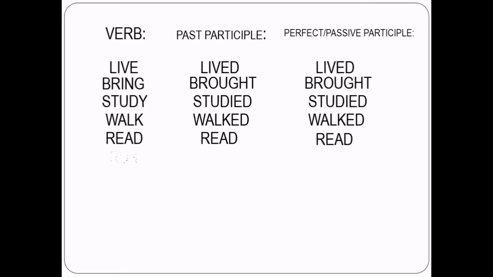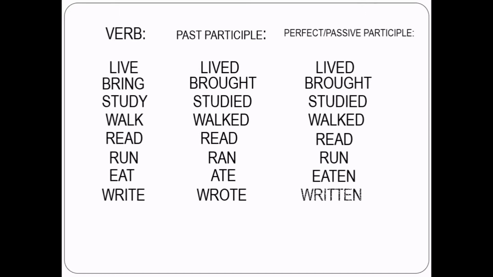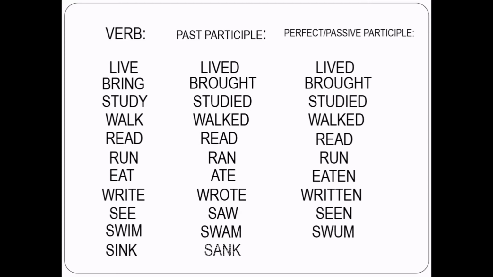Read, read, read. And for run, it suddenly changes. Run, ran, run. Eat, ate, eaten. Write, wrote, written. See, saw, seen. And swim, swam, swum. And sink, sank, sunk. So remember, in the passive voice, this is the main verb in the passive participle. The verb in the passive voice is always composed of two elements. So the main verb is preceded by the verb to be.